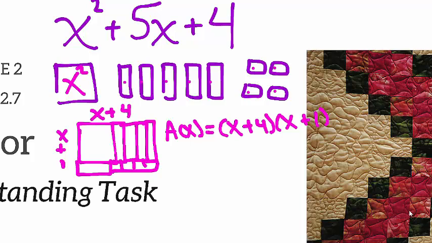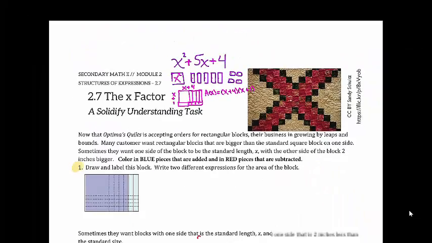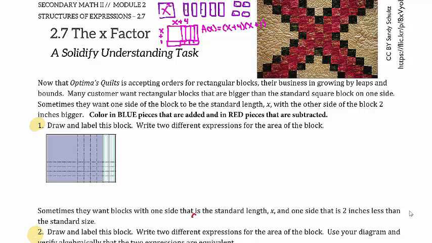We've been doing it with pluses or positive numbers because that makes the most sense in the real world and it's easiest to do. But in this task, we can also show how it can be done with negatives. So now the Optimus Quilt is accepting orders for rectangular blocks. Their business is growing by leaps and bounds. Many customers want rectangular blocks that are bigger than the standard block on one side. That's the plus we've been doing.